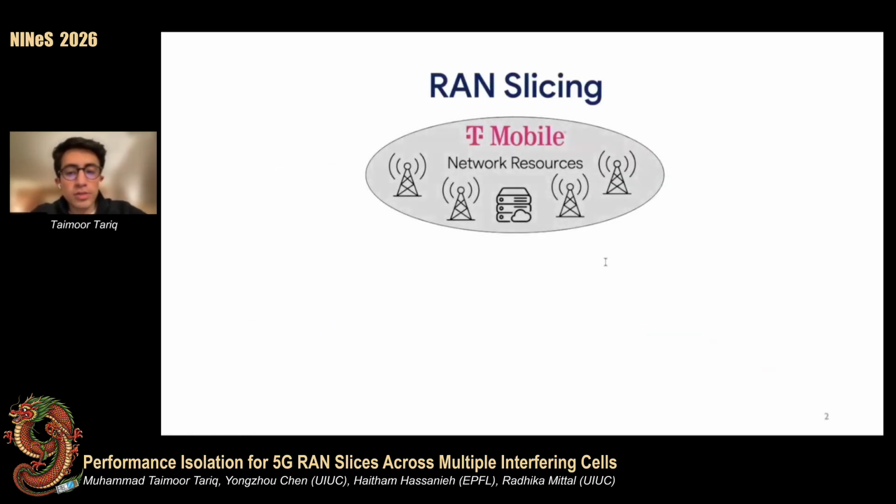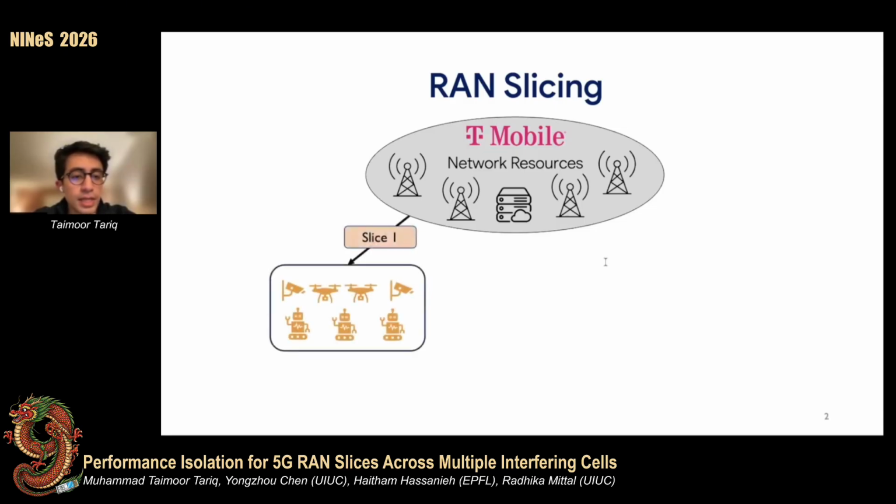This work is motivated by how cellular networks are evolving. Operators aren't just running a single network, they're running multiple independent services on the same physical infrastructure. That's exactly what RAN slicing enables. So we'll start there. What RAN slicing basically means is that a single network operator, such as T-Mobile, can create logical partitions of its resources and allocate those resources to multiple independent slices.